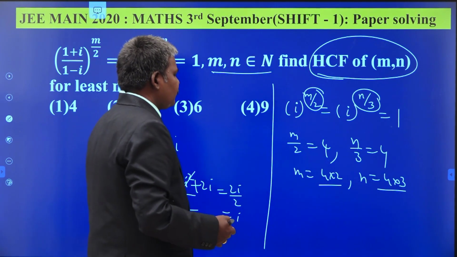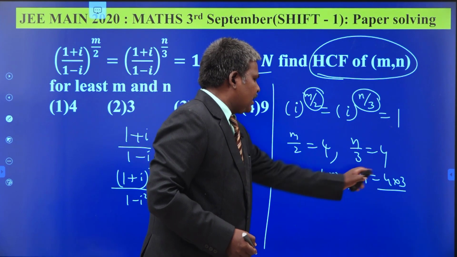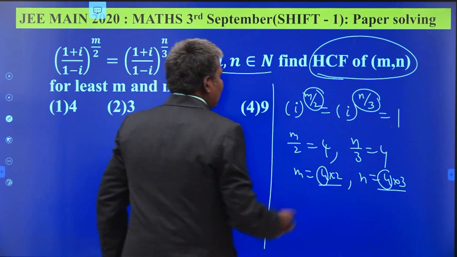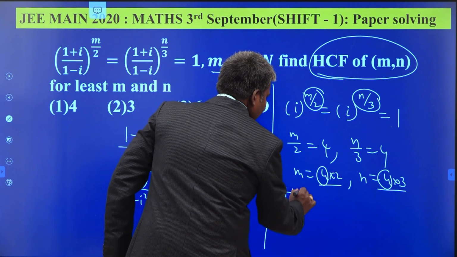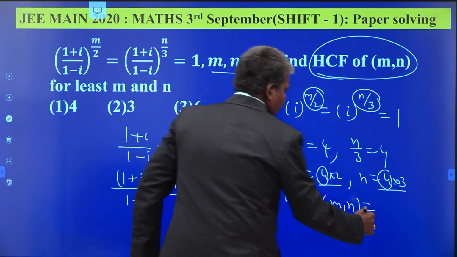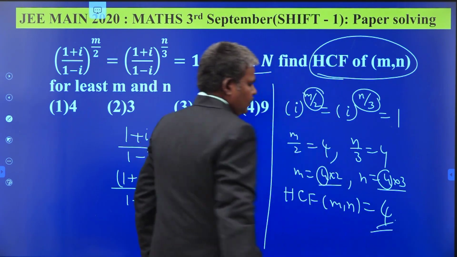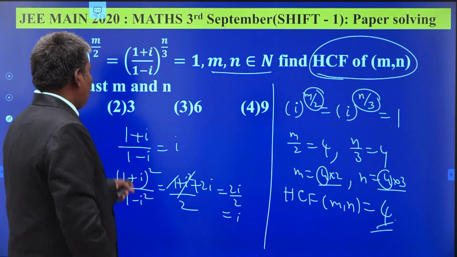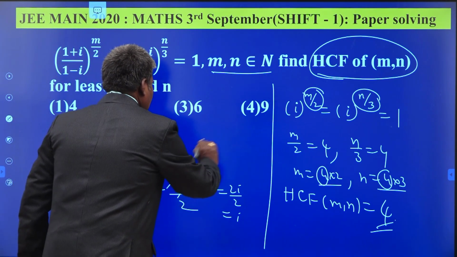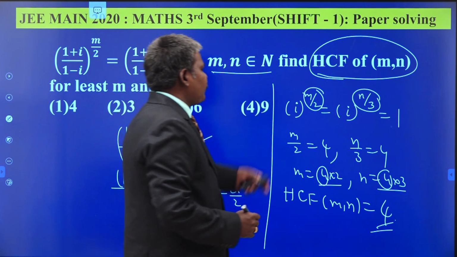Now what is HCF? What is the highest common factor? By looking at m and n, 4. 4 is the highest common factor. HCF of m comma n is equal to 4. Very simple question. Once you know this one as 1 plus i by 1 minus i as i, and i power 4 is 1.